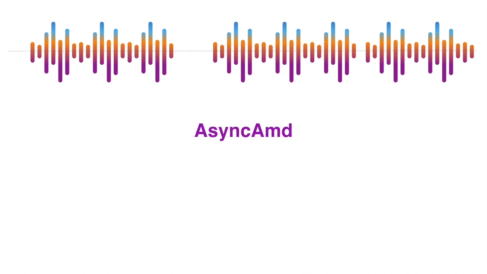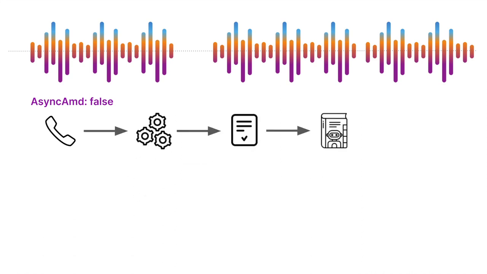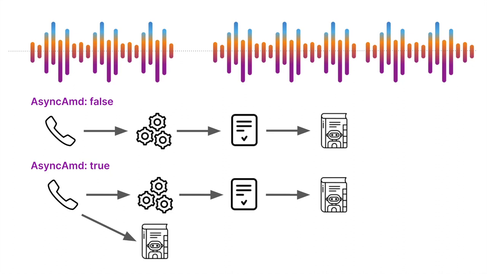Next up is async AMD. Async AMD enables or disables asynchronous AMD. By default, it's disabled, and to enable it, this parameter needs to be set to true. The only difference between synchronous and asynchronous AMD is that synchronous AMD does not run any instructions until it arrives at a result, while asynchronous AMD moves on to the other instructions while it is evaluating call audio, and only then returns a result you can use to change the call flow.